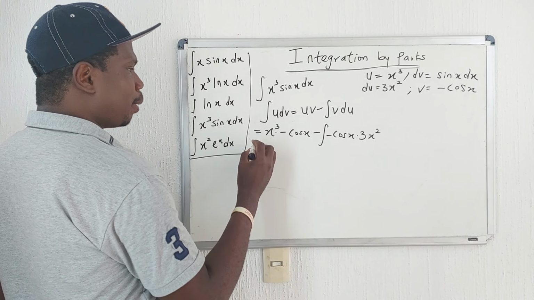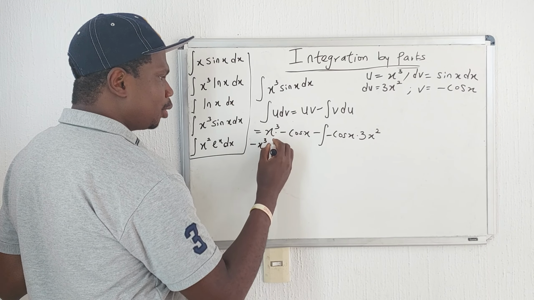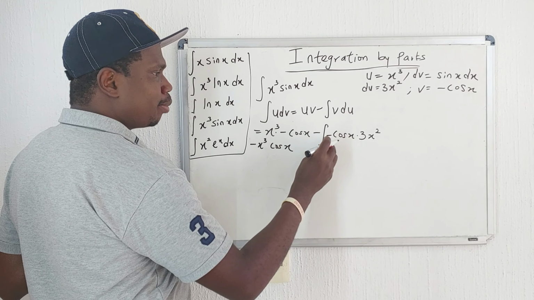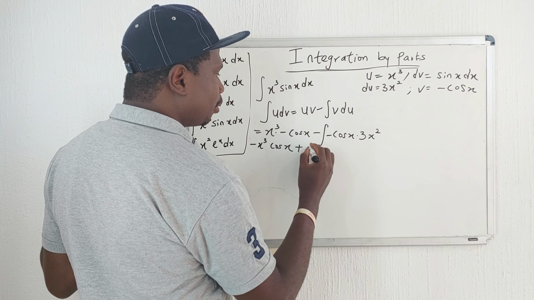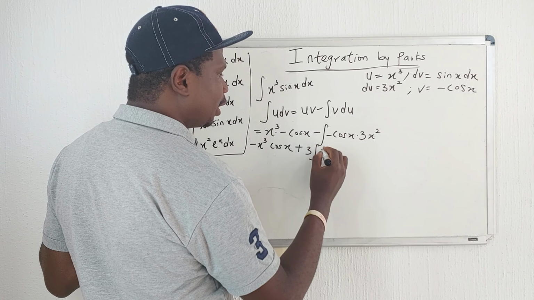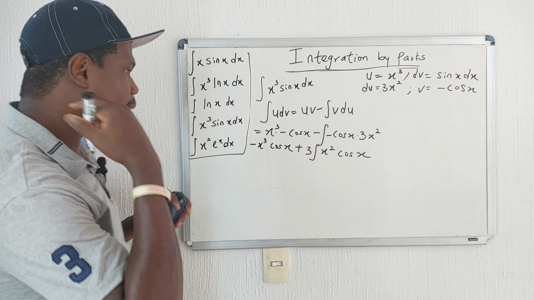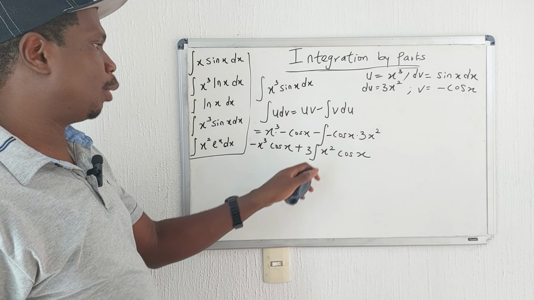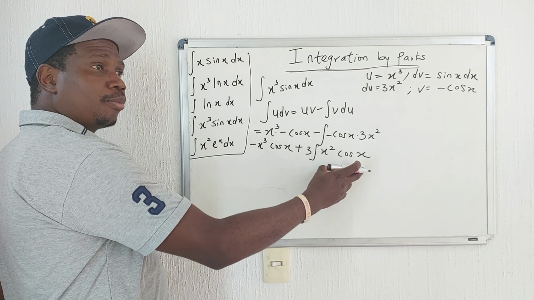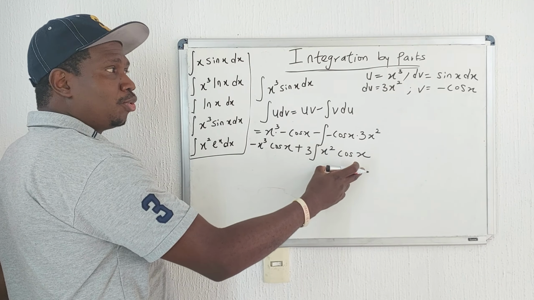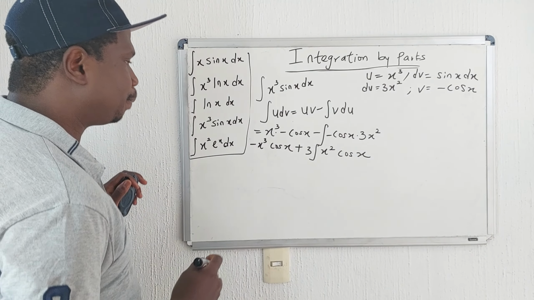So let's simplify. I can bring this minus out: minus x cubed cosine x, minus times minus will give me plus. I can bring out this 3, plus 3 integral of x squared cosine of x. Minus and minus plus. I'll bring out the constant. Now this is under two functions. It has two functions, and we must integrate by parts using the same formula.